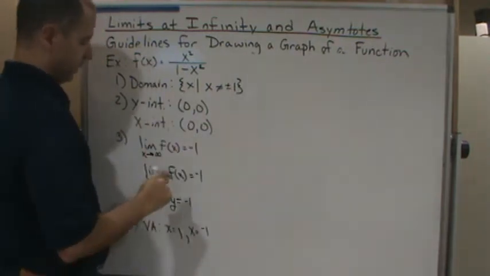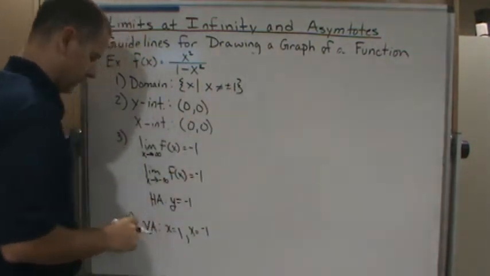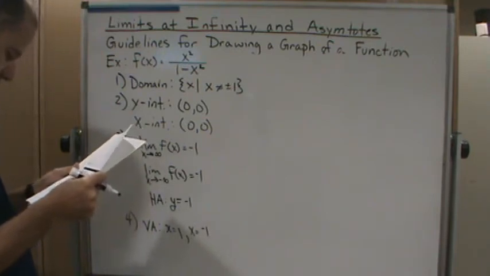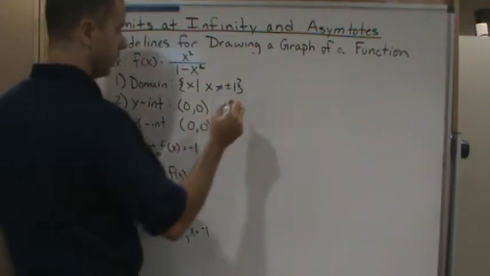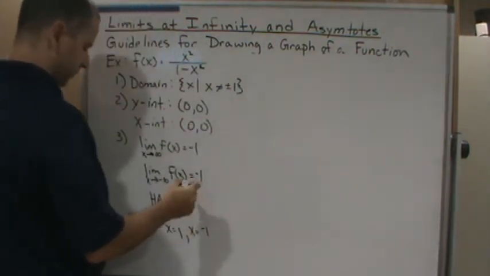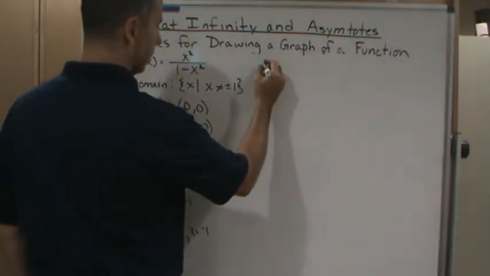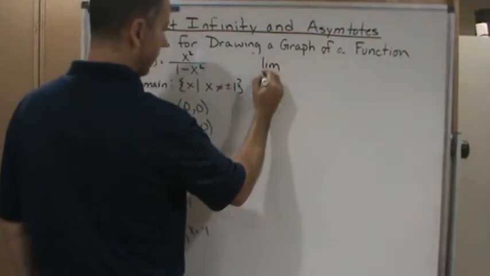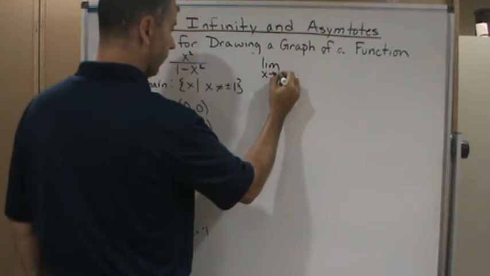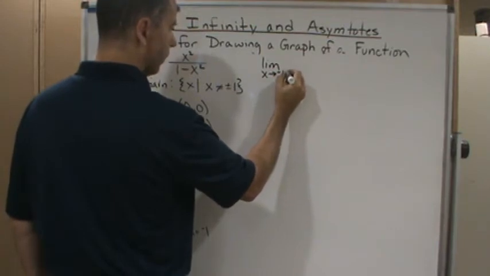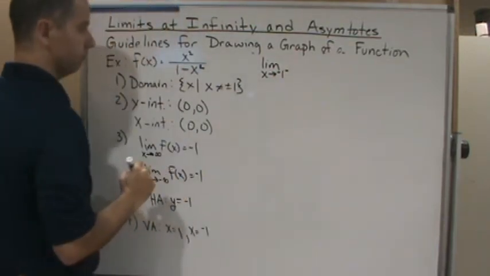Let's do this. Is this step 5? I don't think this is step 5 yet. No. So let's come over here. So step 4 continued. Let's look at the limit as x approaches negative 1 from the left.